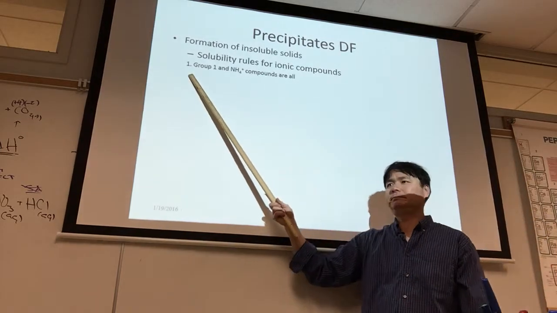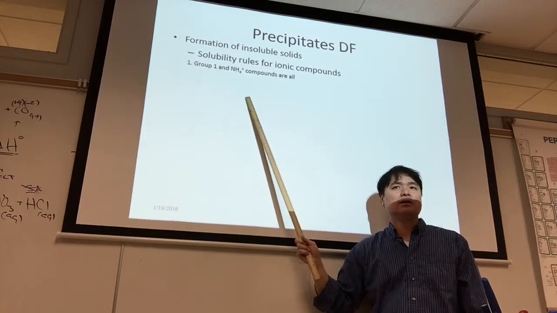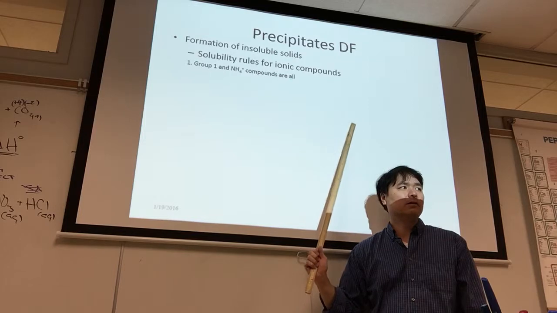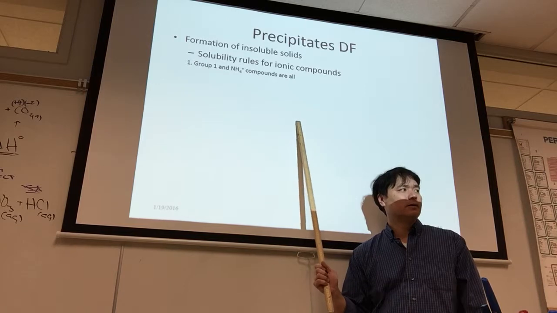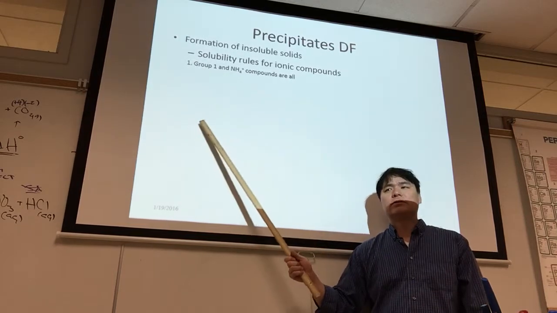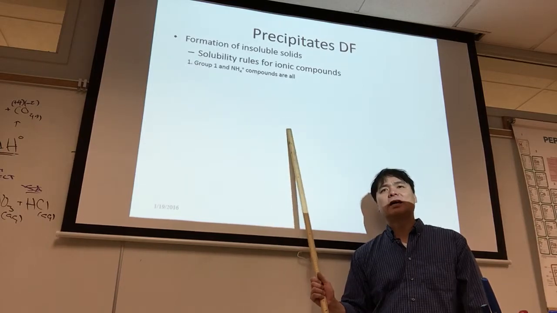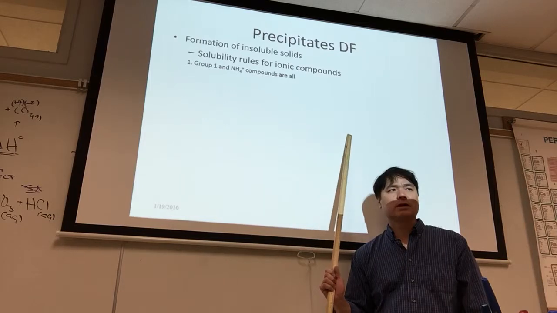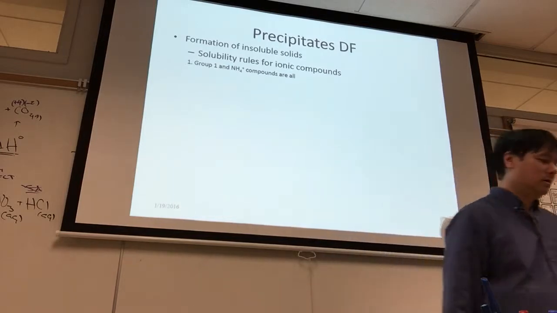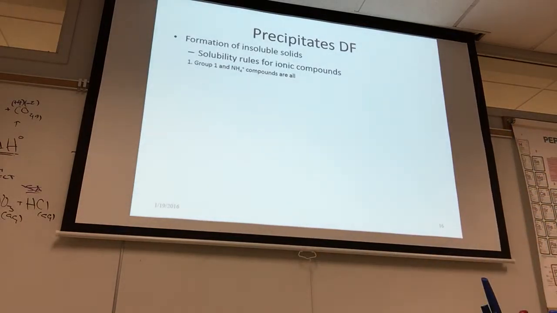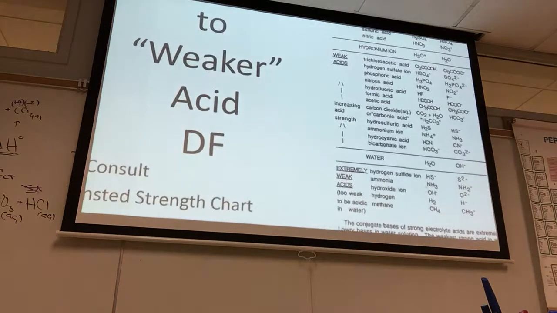Rule 2, do you remember it? Nitrates, acetates, and chlorates are all soluble. Rule 3, chlorides, bromides, iodides are all soluble except silver, lead, mercury. Rule 4, sulfates are all soluble except silver, lead, mercury, calcium, strontium, barium, etc. And so the easiest thing to do is just go back through those and write them over and over until you've got them memorized. All right, that's for precipitate.